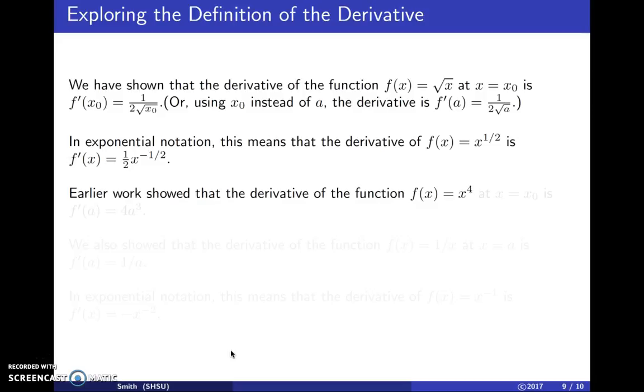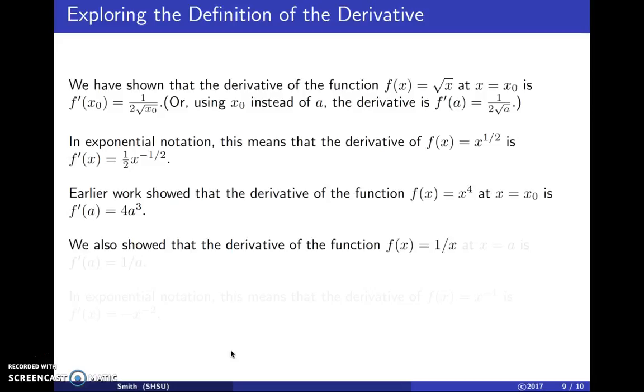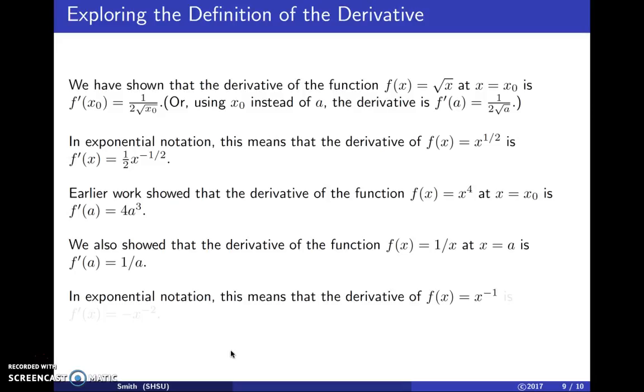Earlier work showed that the derivative of the x to the 4th power was 4 times my x variable cubed. The derivative of the 1 over x was, this is an error, the derivative of 1 over x was minus 1 over a squared. The derivative of 1 over x was f prime of a equals minus 1 over a squared. I'll have to correct that. In exponential notation, this was minus x to the minus 2.